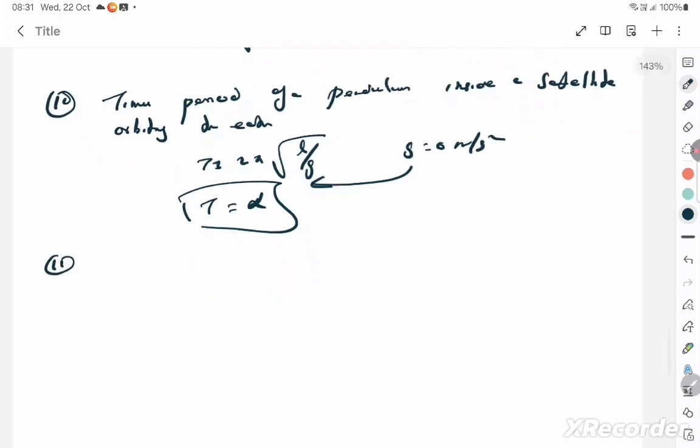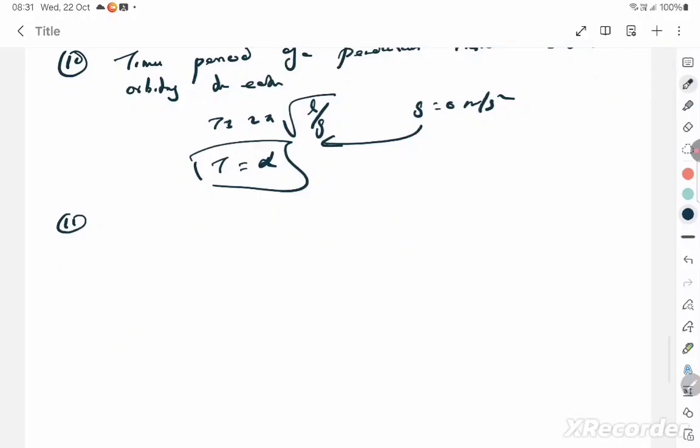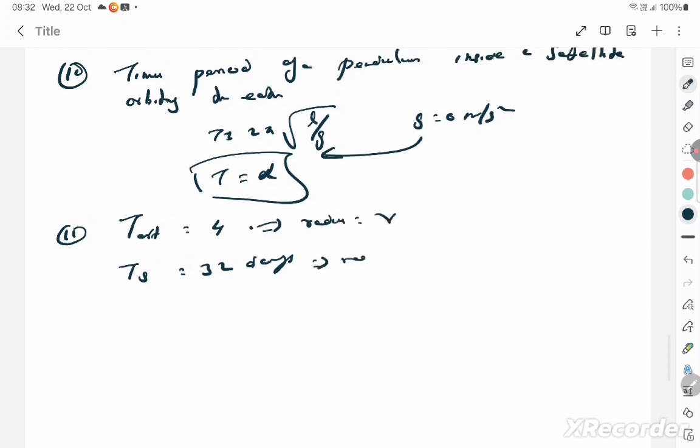It's the 11th question. The time period of an artificial satellite in a circular orbit of radius r is 4 days. If the time period of another satellite is 32 days, the radius of the orbit is. Time period of an artificial satellite in a circular orbit of radius r. For this case, the radius was equal to r. And what is this radius is the question. This is the radius of the unknown satellite.